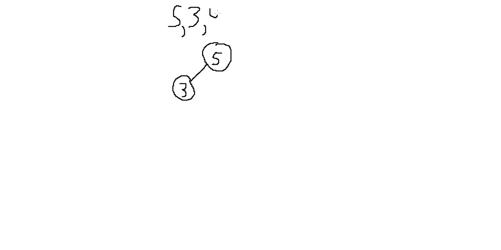Next, we could insert the node 4. 4 is less than 5, so it goes into the left subtree. 4 is greater than 3, so the 4 goes into the right subtree of the 3. Next, we could insert node 2. 2 is less than 5, so it goes to the left of the 5. 2 is less than 3, so it goes to the left of the 3. And so we insert the node there.